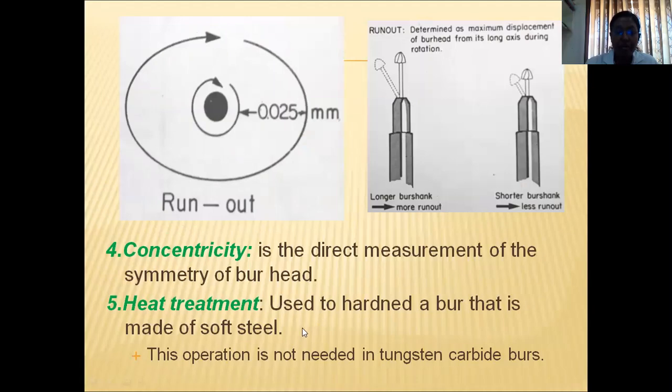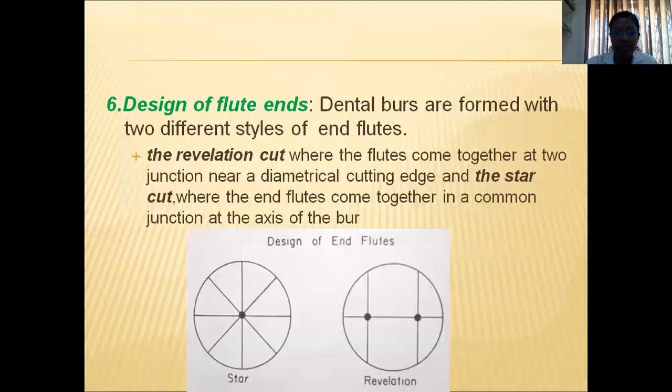Heat treatment is used to harden any burr that is made up of soft steel. This is not required for tungsten carbide burrs. The design of the flute ends. Dental burrs have two different styles of flute ends, the star cut and the revelation cut.